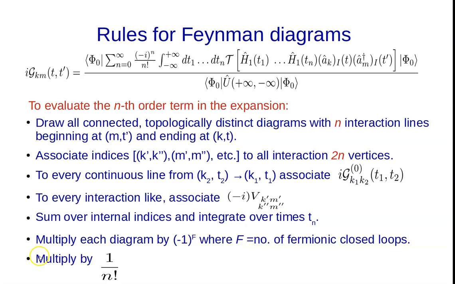So, and at last you multiply by the 1 over n factorial. Notice that the factor of 1/2 in the interaction is already taken into account when you drew only topologically distinct diagrams. So essentially these are the rules for constructing the Feynman diagrams for calculating the n-th order term in the expansion.